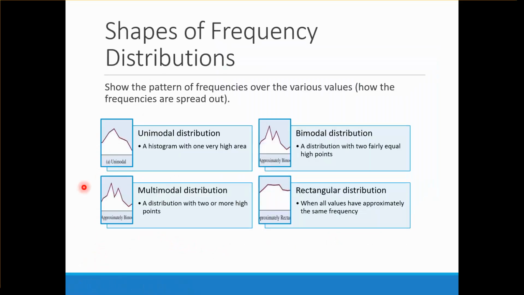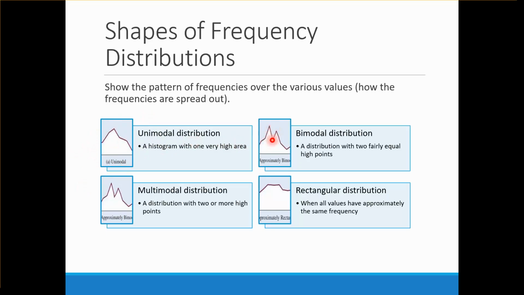Now here's the thing. The reason it's important that we do a frequency distribution like this is so that we can look at the shape that it makes, because the shape of the distribution tells us something about the population that we're talking about. And it tells us about the data. So we learn something not just from the numbers, but from the shape of the frequency distribution. So here is a unimodal distribution. Unimodal, see how it's got one mode, one lump.